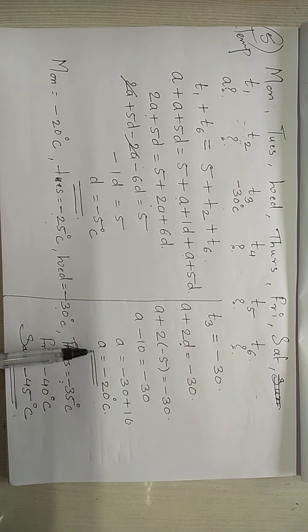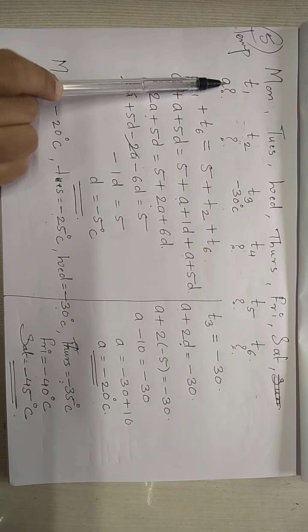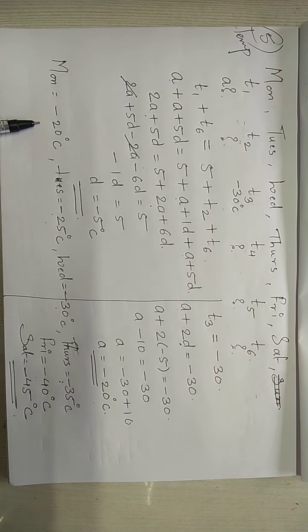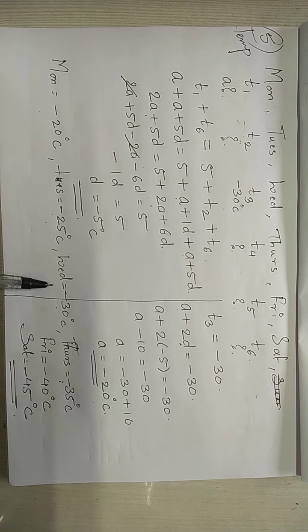A means the first term, which means Monday's temperature. So Monday's temperature is minus 20. For Tuesday's temperature you have to keep on minusing 5 now. Minus 20, minus 5 will become minus 25. Wednesday's temperature will be minus 25, minus 5 will become minus 30.